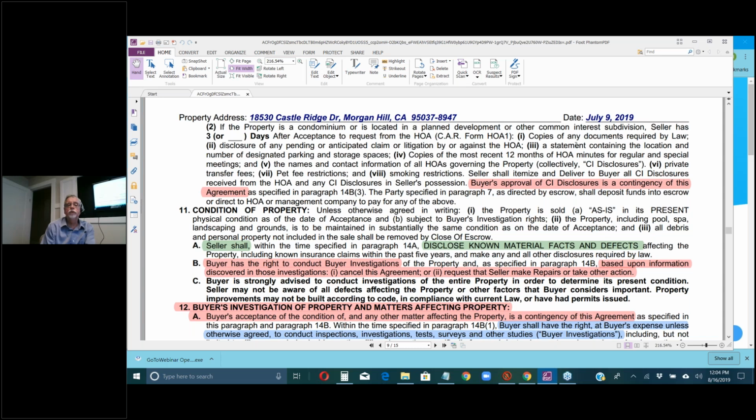The property, including pool, spa, landscaping, and grounds, is to be maintained substantially in the same condition as of the date of acceptance. That particular clause is what happens if the property is destroyed, if there's an earthquake and there's a fire and the house is destroyed while it's in escrow. That clause would be used by the buyer to say that they don't have to buy the property because it's no longer being maintained in the same condition as of the date of acceptance. All debris and personal property not included in the sale shall be removed.